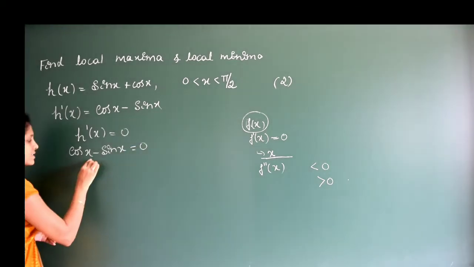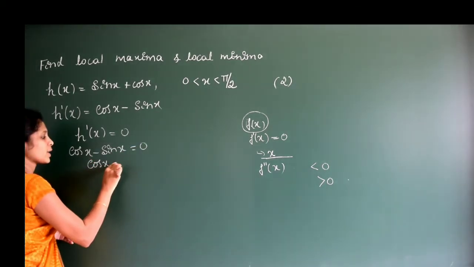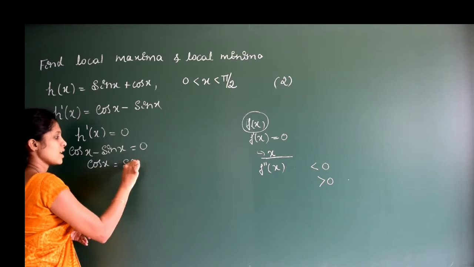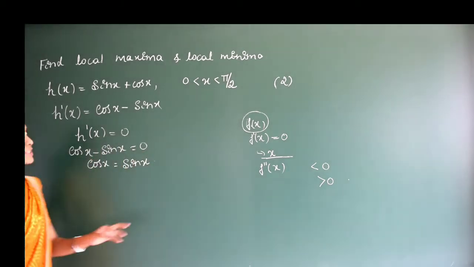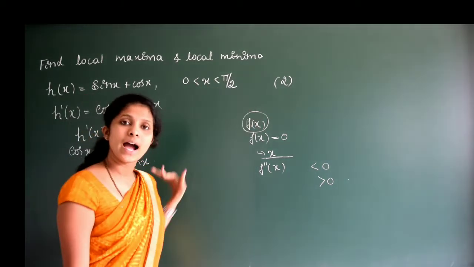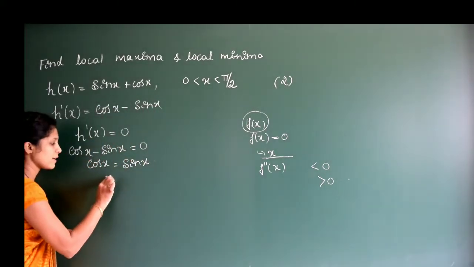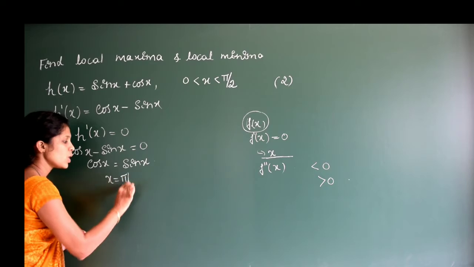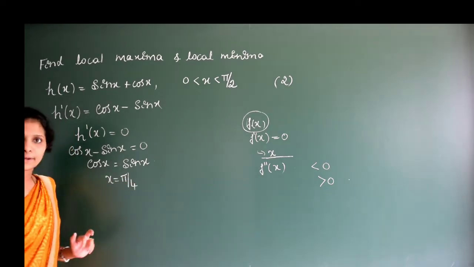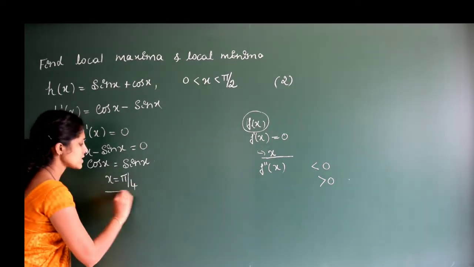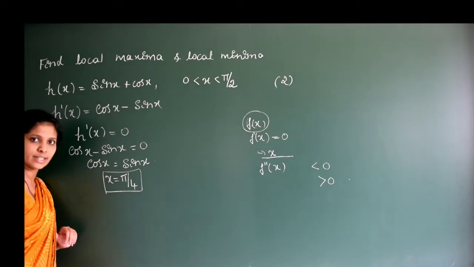We can get this as cos x is equal to sin x. When is it possible? For x between 0 and pi by 2, cos x is equal to sin x. The possible value is x is equal to pi by 4, right? Cos pi by 4 is 1 by root 2 and sin pi by 4 is also 1 by root 2. So this is called the critical point, right?